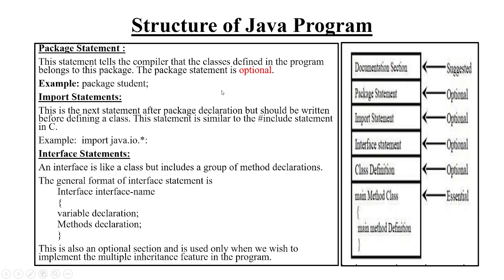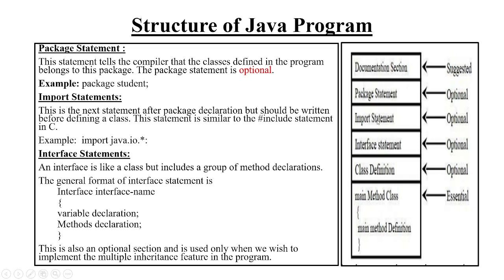If you are using any package in your current Java program, then we are going to specify it with a keyword called package, and whatever package you are going to include, the name of the package is specified and ended with a semicolon. So this statement is going to tell the compiler that in the current Java program, we are going to use the classes or methods that belong to this package called student. If we are not using any of such things, then this package statement becomes optional.